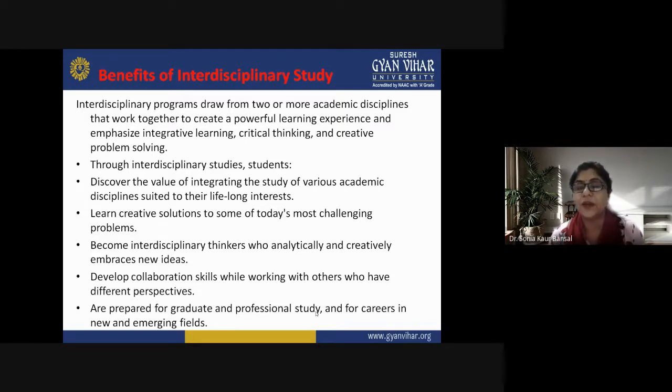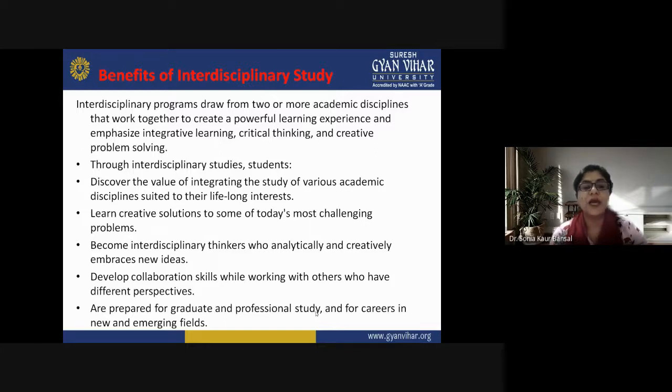They are not afraid of adapting new ideas and new thought processes, because your own discipline, what you are studying, is not giving you that much exposure. But when you are integrating your own discipline with another discipline, then you are analytically and creatively following new ideas, and you find it so good, and you feel very happy when you combine two or more disciplines together in your research work.